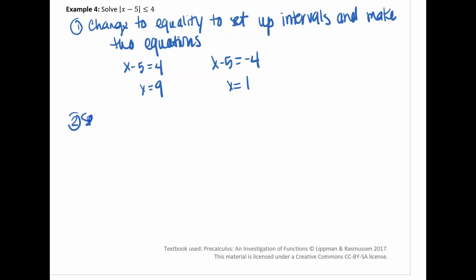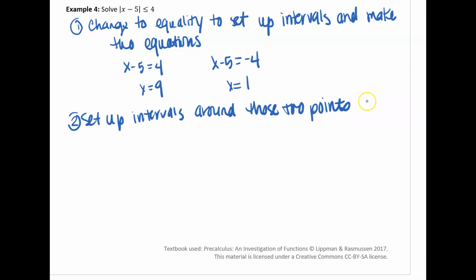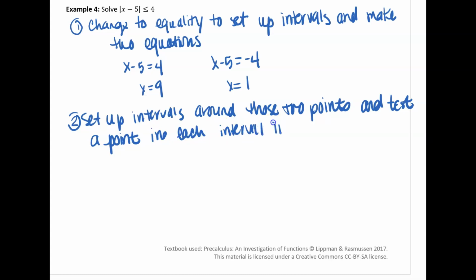So number 2, you want to set up intervals around those 2 points and test a point in each interval in the original, keyword there, equation. Original equation. You want to go back all the way up to the beginning of your problem.